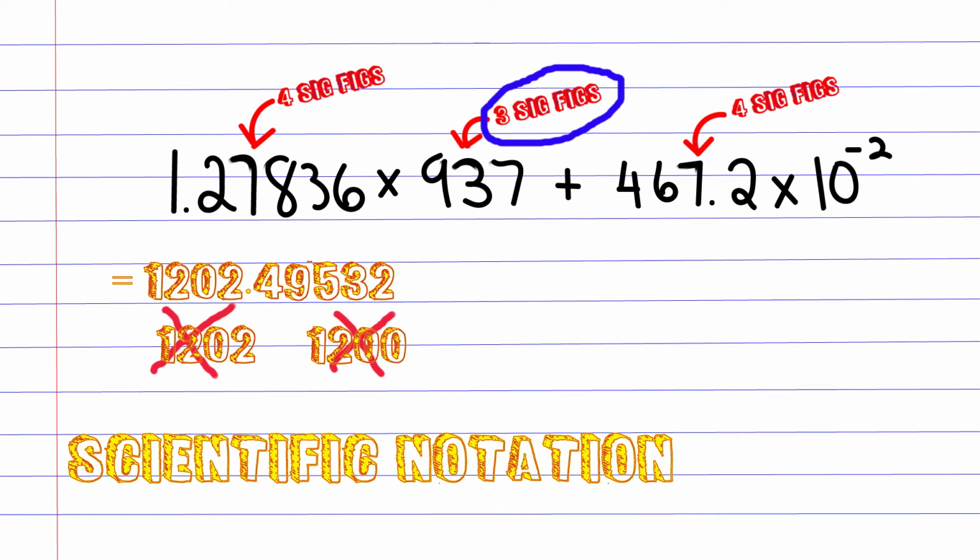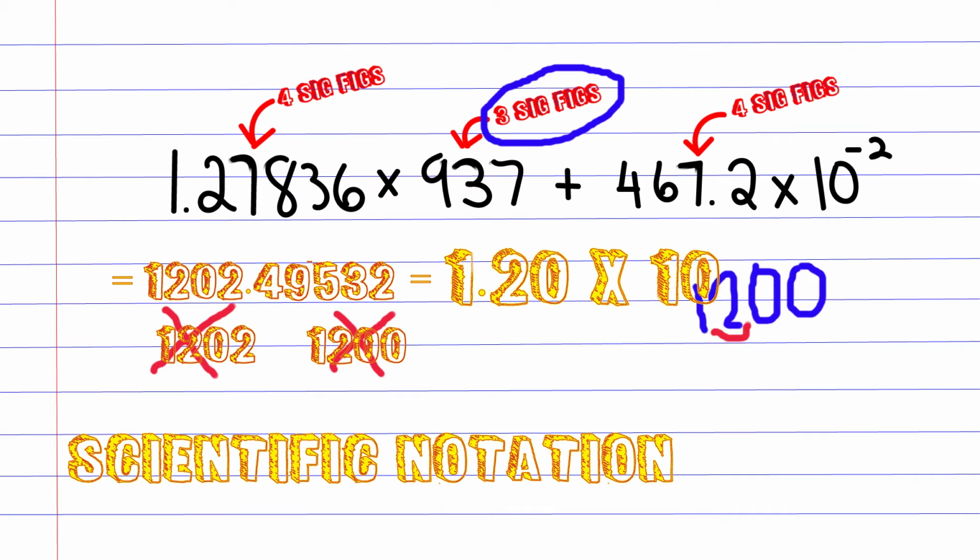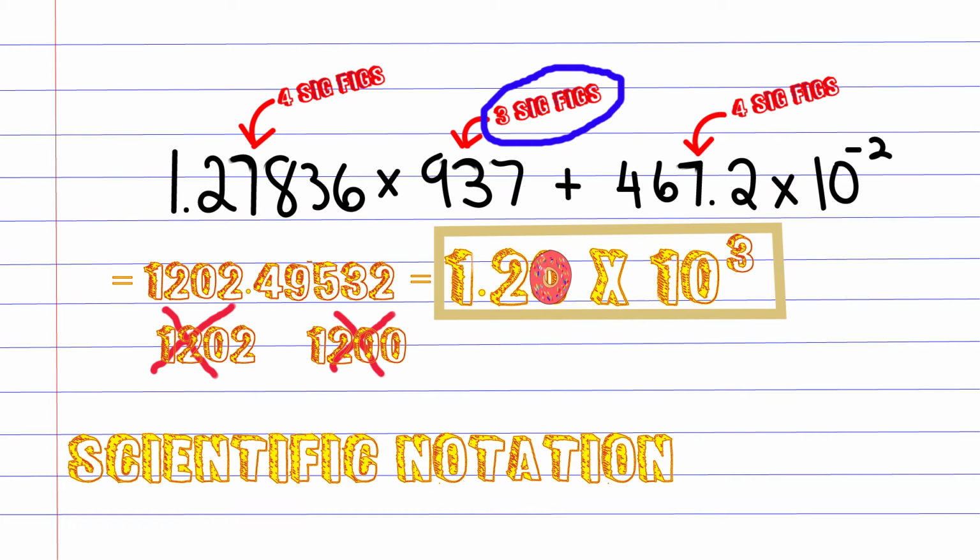The answer is to use scientific notation. With scientific notation, you can write any number in the right number of significant figures as long as you multiply 10 to the correct exponent. Since we want 3 significant figures, we can write it as 1.20 multiplied by 10 to the third power, since it takes 3 jumps from the decimal point to get to the ones place.